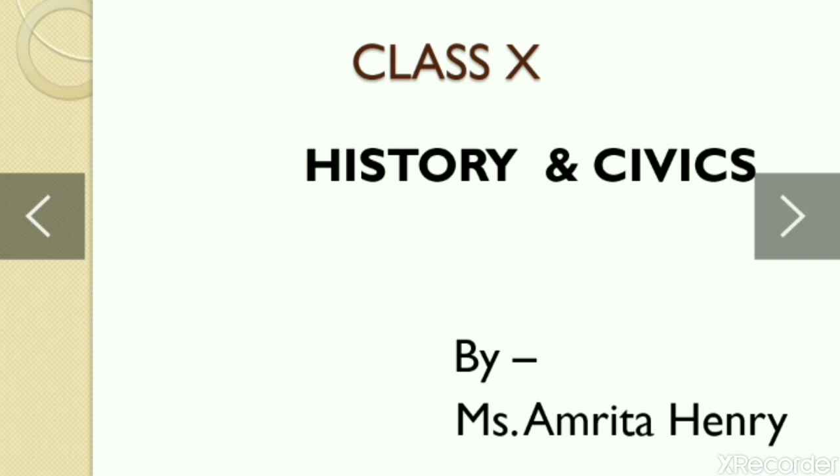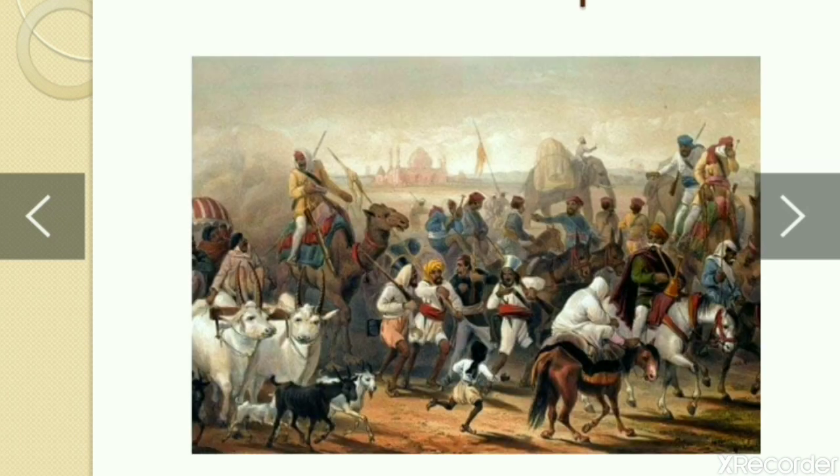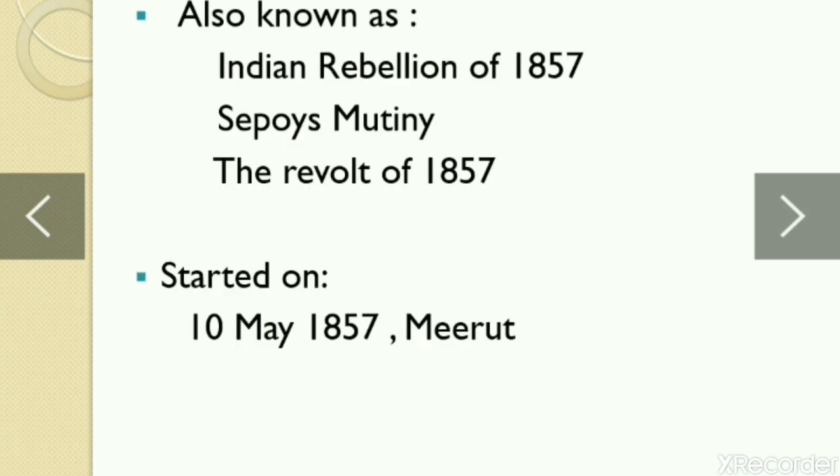So, with the positive spirit, I am starting with chapter 1 from a book which is The First War of Independence. The First War of Independence is also known as the Indian Rebellion of 1857. We can also call it the Sepoy's Mutiny as well as the Revolt of 1857. It is said that it started on 10th of May in the year 1857. Some people call it the Sepoy's Mutiny, which took place in Meerut.